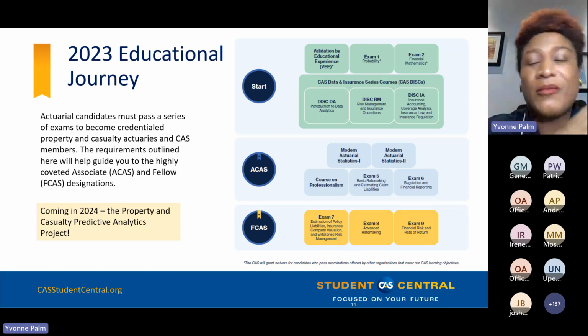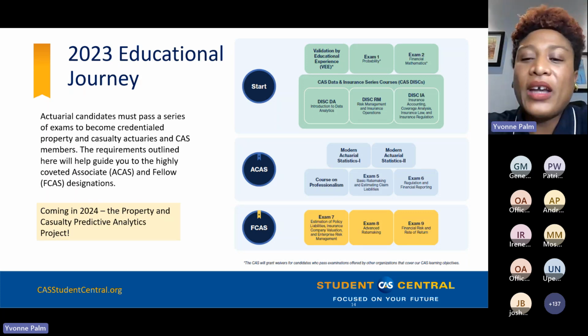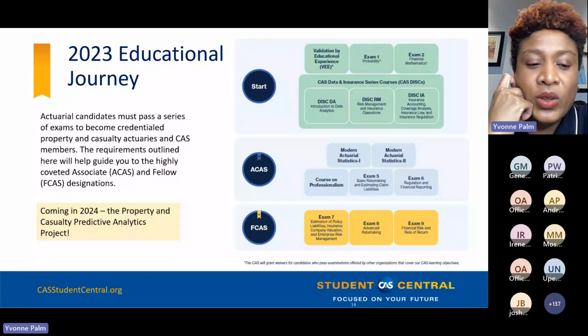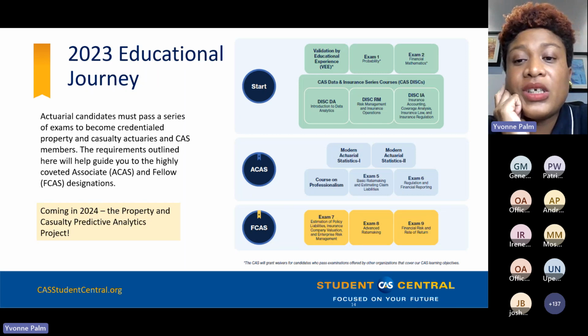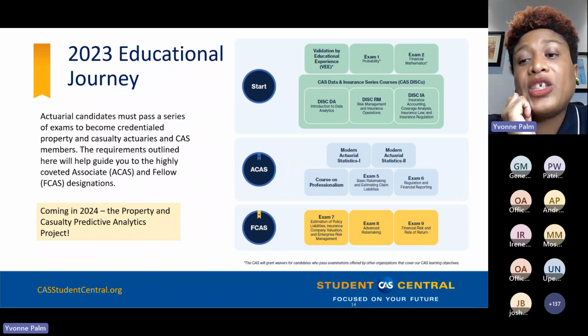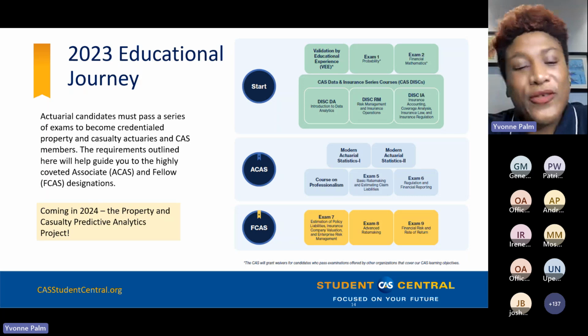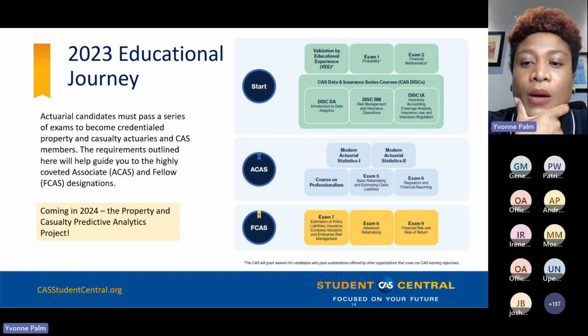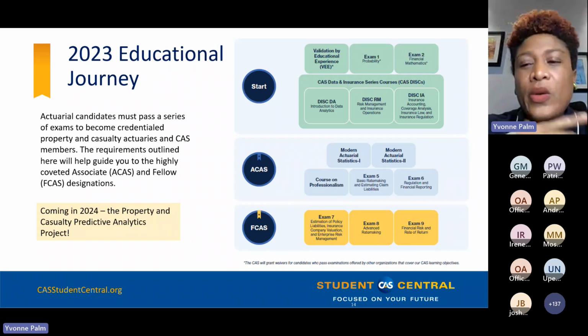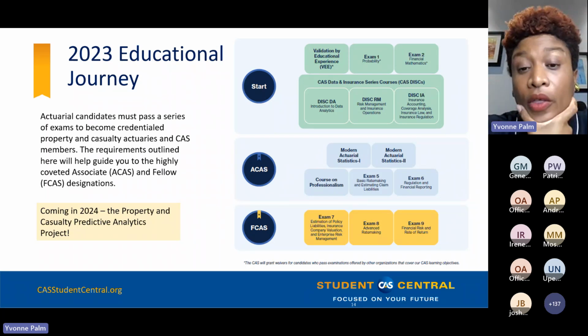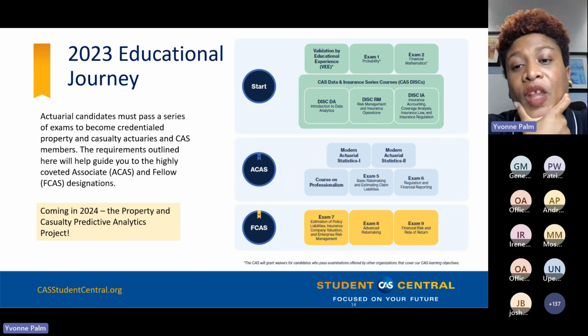You can take the IHO exams, you can take the SOA exams, and then come back to us, and we will accept that. And then we've got what we refer to as the DISC courses, which are data and insurance series courses. We have courses relating to data analytics, risk management, and insurance accounting, regulation, etc. So those are online courses, and that's generally what students tend to do while they're in university.